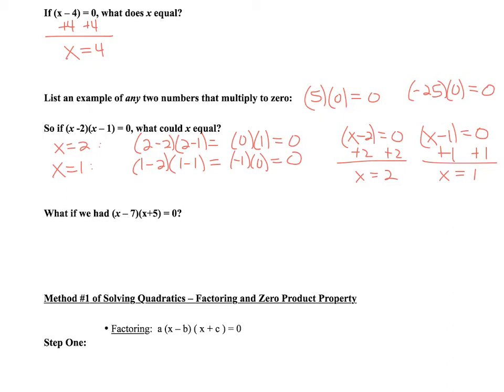So if we had x minus 7, the quantity, times the quantity x plus 5 equals 0, we can split it by something known as the zero product property. The idea that if something times something is 0, one of them has to be equal to 0. So we set each individual factor equal to 0. So x minus 7 equals 0, or x plus 5 equals 0. And then we solve. And then we see that x could equal 7, or x could equal negative 5.